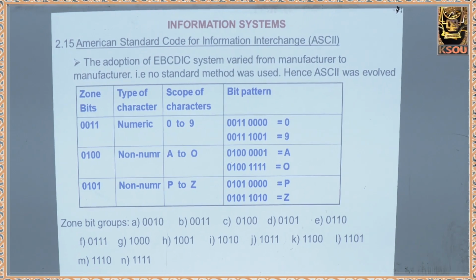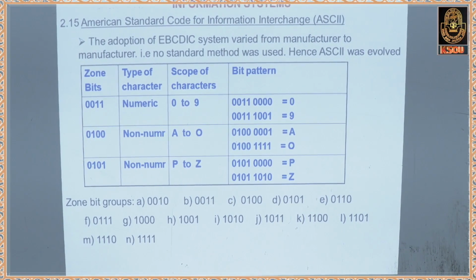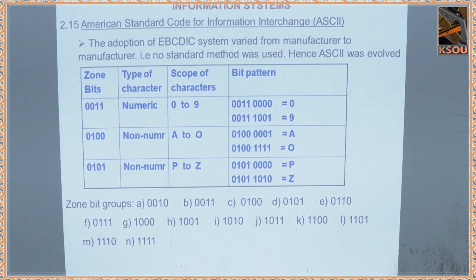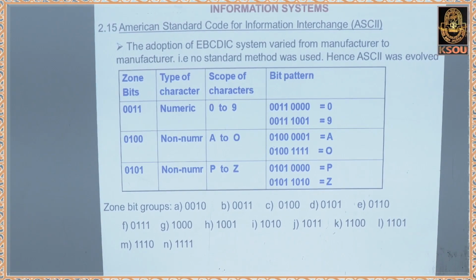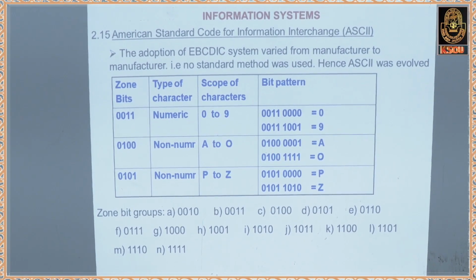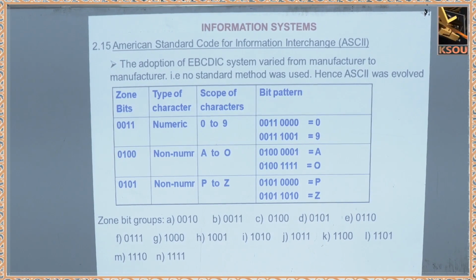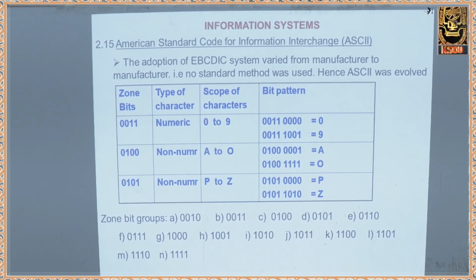They'll make some mistakes in the word interchange. They'll put interior, like that. Instead of interchange, they might give interior or change information. They'll make little changes, but you should be able to choose the correct answer. So ASCII means American Standard Code for Information Interchange. Like that you should remember.